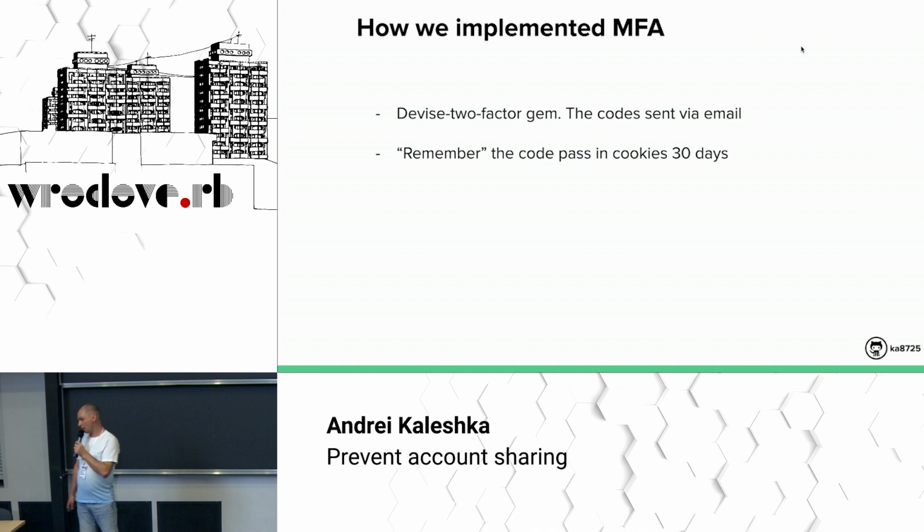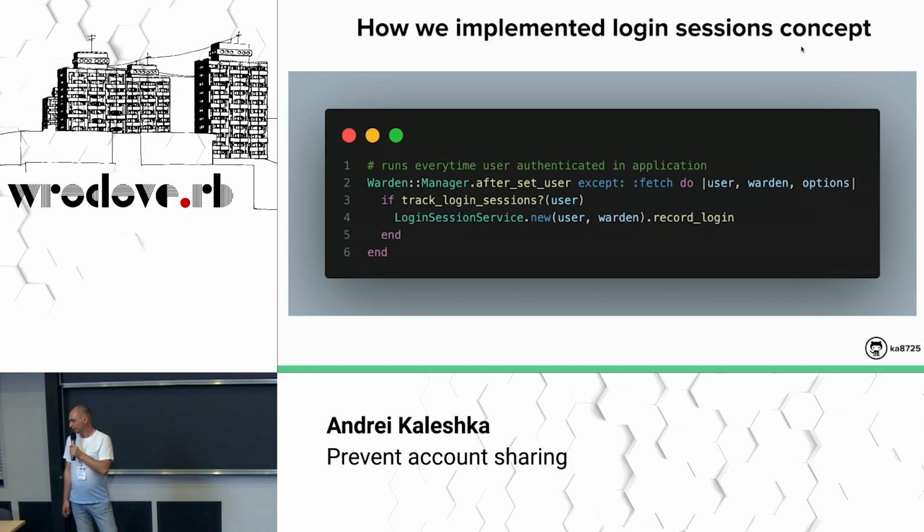Next, I will describe some technical details about how exactly we implemented this. First of all, multi-factor authentication was implemented using the devise-two-factor gem. We already had Devise installed inside this application, so we just had to install this other gem and configure it. By the way, we didn't have phone numbers of users, that's why we just use email to send the verification code. For us, it was enough. And every time a user passes the authentication code, we remember this for 30 days in cookies.